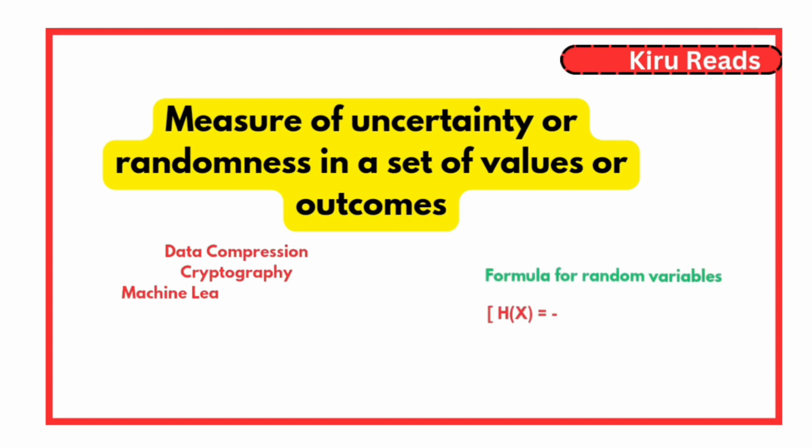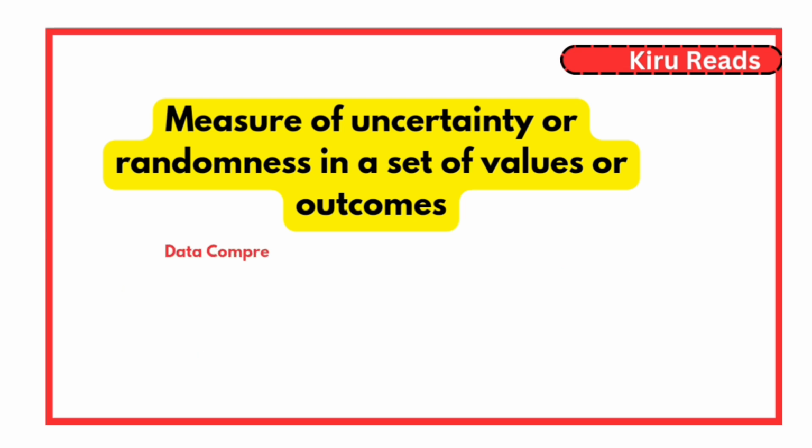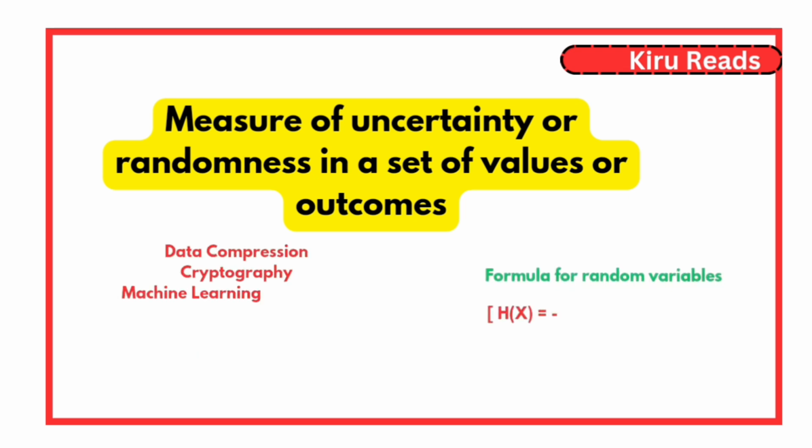Biased coin. Now consider a biased coin that lands on heads 90% of the time and tails only 10%. Here the uncertainty is less because you can predict that if the coin is flipped, it's very likely to come up heads. The entropy is lower than that of the fair coin, signaling less unpredictability. With certainty, if you had a coin that always landed on heads, the uncertainty disappears completely, resulting in zero entropy. There is no surprise at all because you already know the outcome.